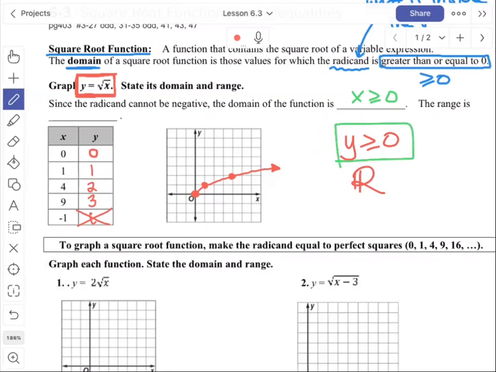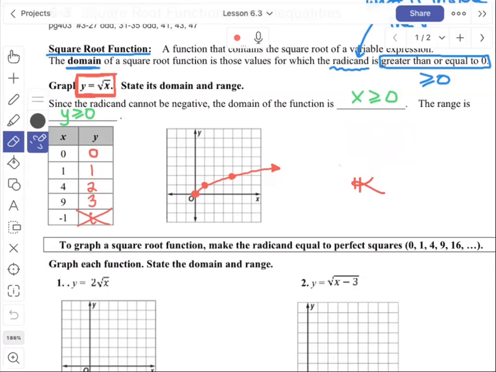Good. That's the right answer because this is a starting point, right? And there's no graph below that green point. There's no negative y's on this graph. They're all from 0 and above. So that would be y is greater than or equal to 0. And that is your range. Good job. Okay, any questions? Put it in the chat or unmute yourself.